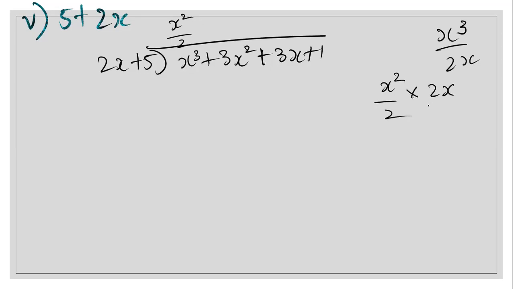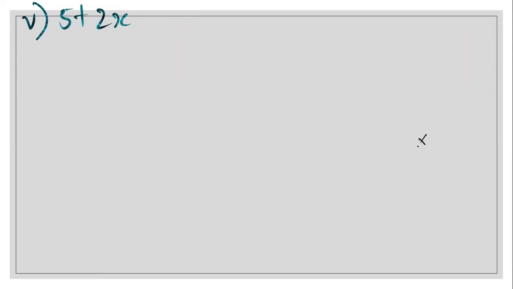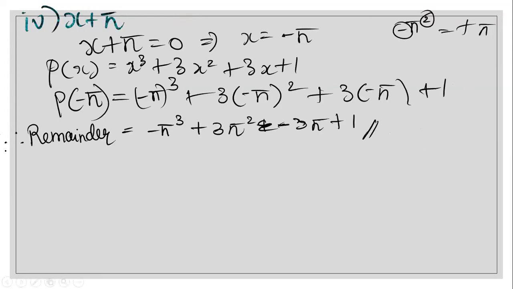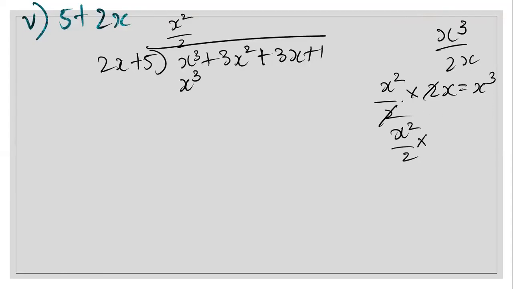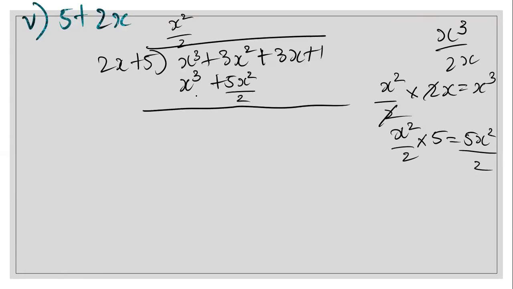x square by 2 into 2x. What will it give you? 2 ones are 2, 2 ones are 2. x cube you will get, right? So x cube here. Next, x square by 2 into 5 will give you 5x square by 2, correct? So here plus 5x square by 2. I know this is a little complicated. It's okay if you are not getting it right the first time, but try to practice and understand, okay?